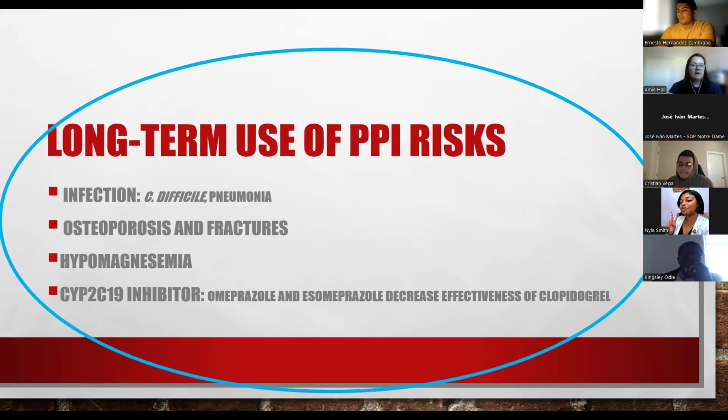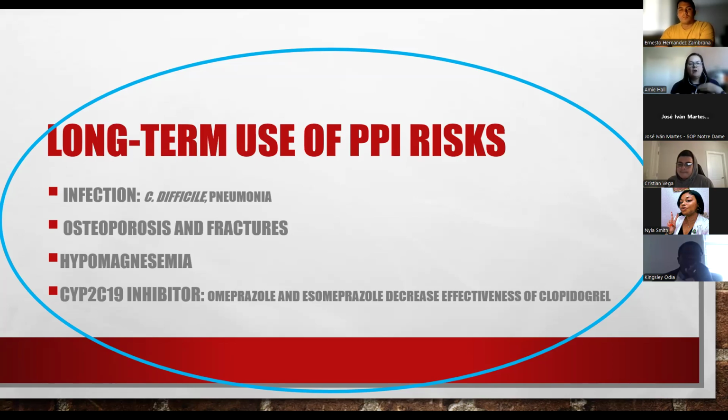One of the other things to think about is the long-term risks of PPIs. And this is why I think it's really important for us to ask, why are you on a PPI whenever we see a patient? Do you still need the PPI? So patients who use long-term PPIs are at increased risk of C. difficile, right? Code Brown is what we like to call it in the hospital. Really bad diarrhea that can be very dangerous.